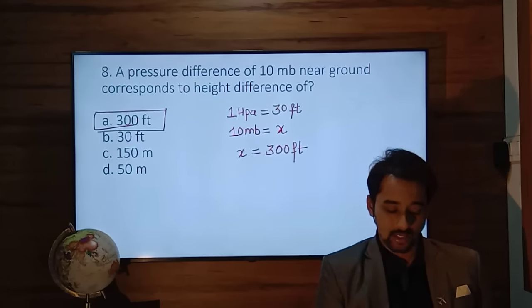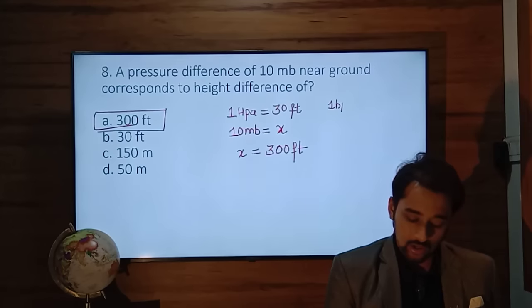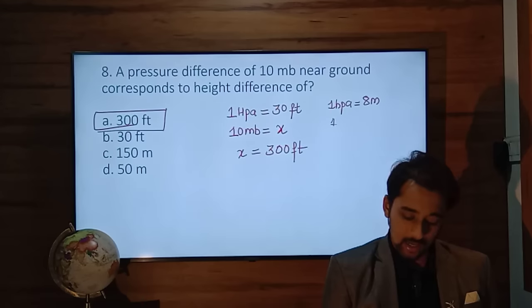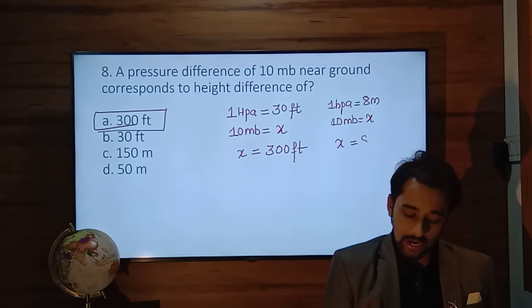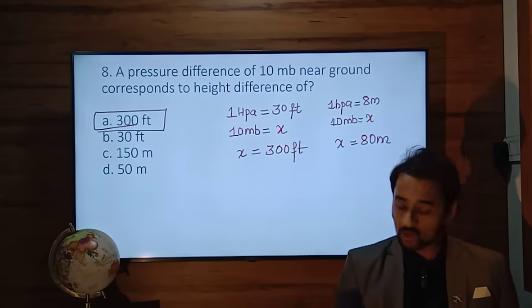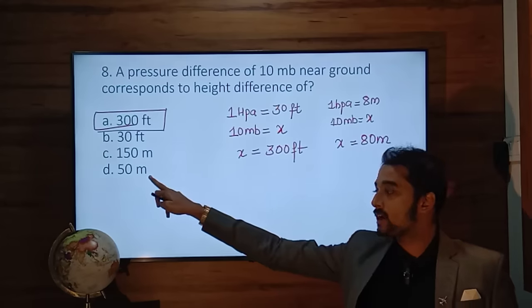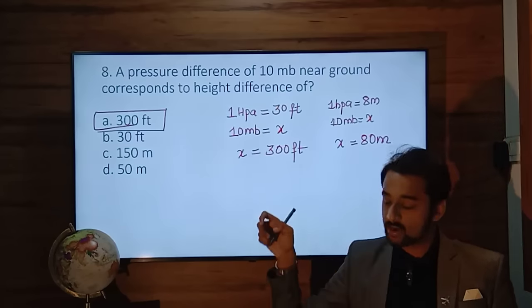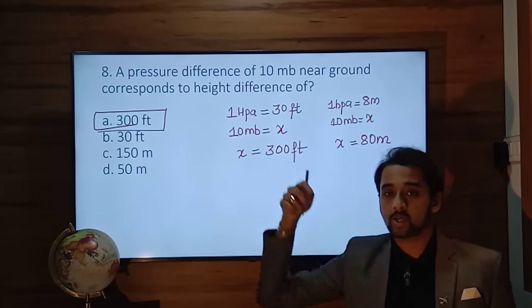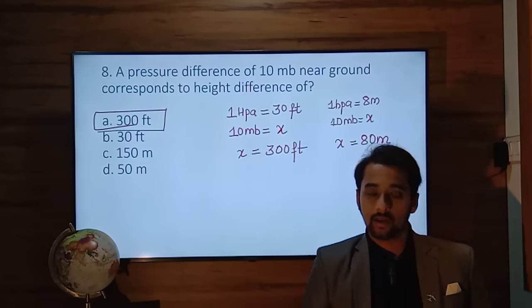In case of meters, 1 hectopascal equals 8 meters. So 10 hectopascal will be equal to 80 meters. We don't have the option of 80 meters here, we have 50 and 150. But we definitely have 300 feet given here, so the correct option is 300 feet.